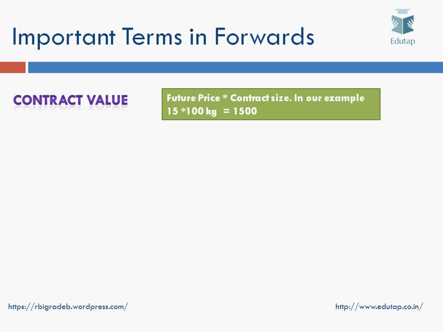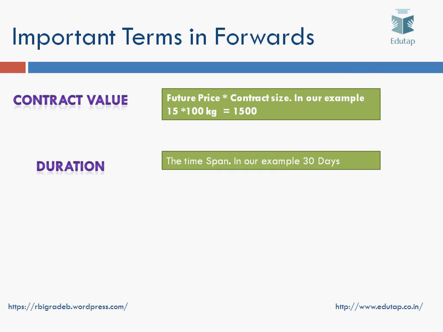What is the contract value? The contract value is the total value of the contract, that is the future price into the contract size. In our example, it would be rupees 15, which is the price of onions per kg, into the contract size, which is 100 kg. So that becomes around 1500. Duration. Now the duration of the contract is the actual time span of the contract in which both the parties have entered into. In our example, it would be 30 days. That is, the contract is valid for 30 days, or the contract would be executed after 30 days.